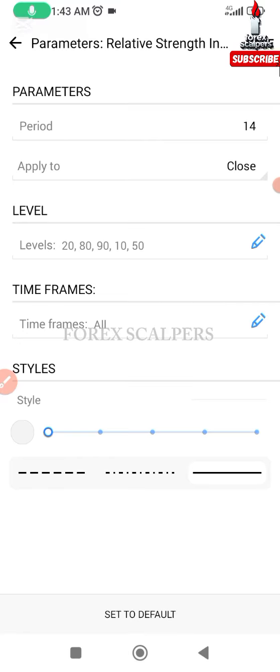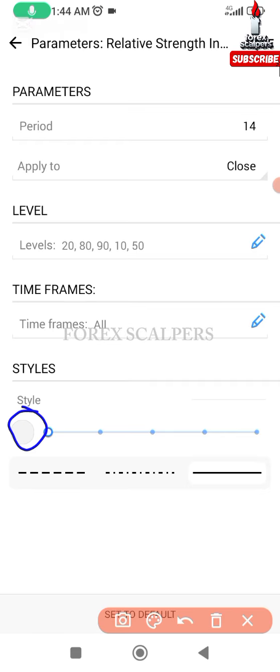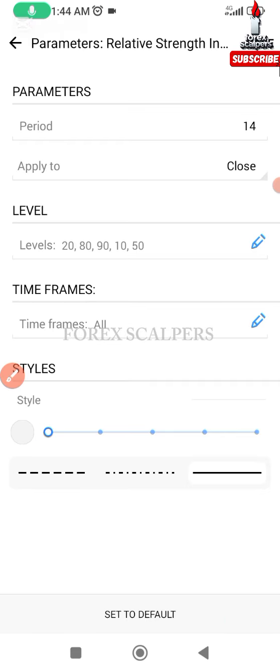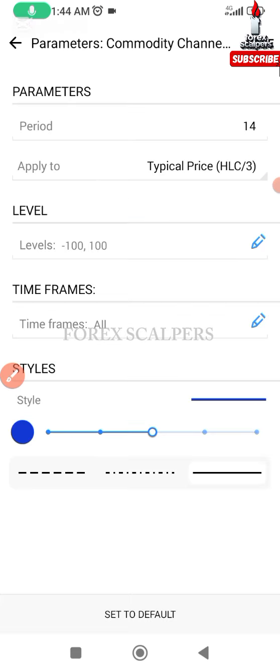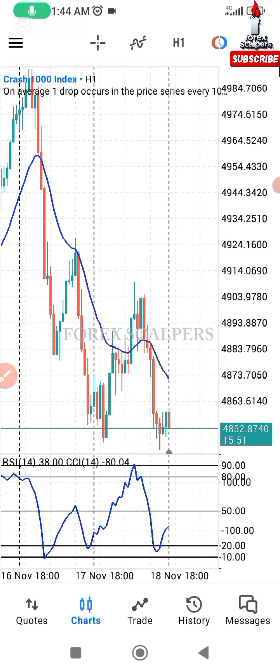Then we have our Relative Strength Index. You can see the setting. Please change this color to your background. If your background is black, change it to black. Then we have our Commodity Channel Index. So once you've done the setting carefully, here is how we apply this strategy to our trading.